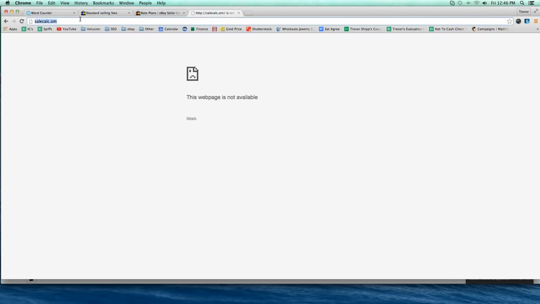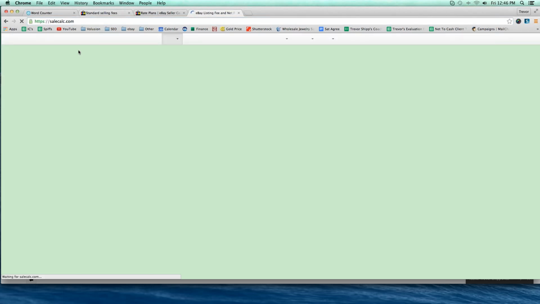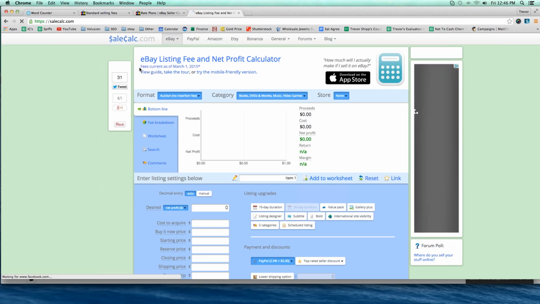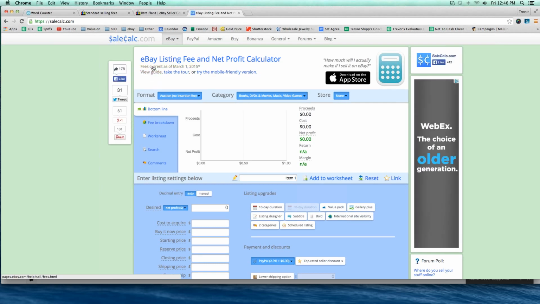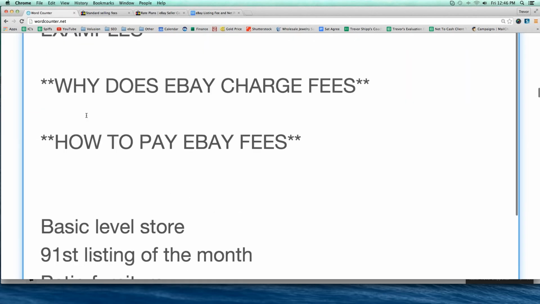We've used this program called SaleCalc in the past, and I'm going to bring this up briefly. SaleCalc.com. Don't use it yet because they haven't updated for the new changes. These fees are current as of March 1st, 2015, but none of the new changes are working with this calculator. This might be something you can use in the future. We won't touch base on it much right now, but just so you know.